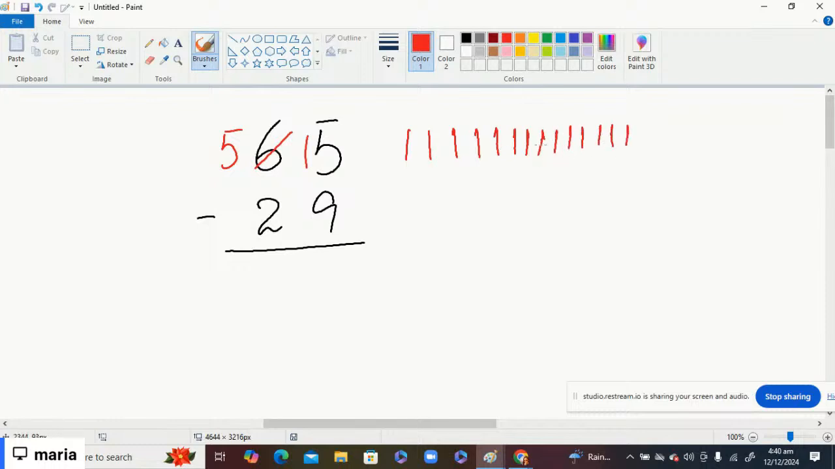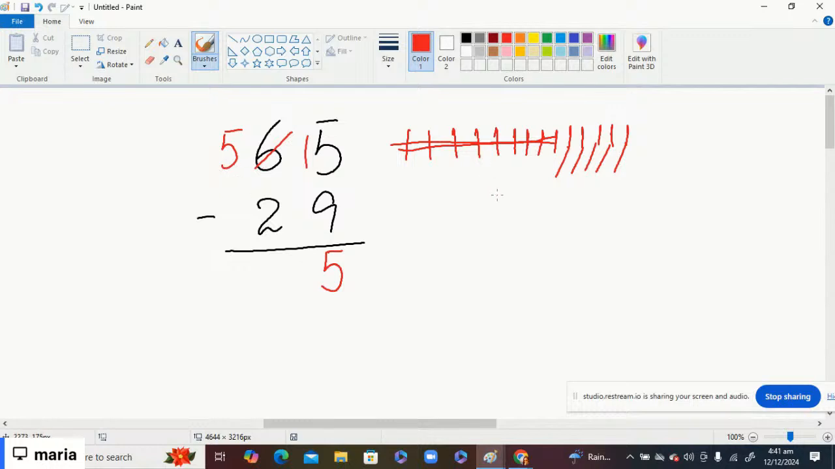Now here I'm going to, I already drew the 15 lines here. Now remove 9 lines from there. 1, 2, 3, 4, 5, 6, 7, 8, and 9. These 9 lines are removed. How many lines are left? It's 1, 2, 3, 4, and 5. So putting 5 here. Now let's move to these two.